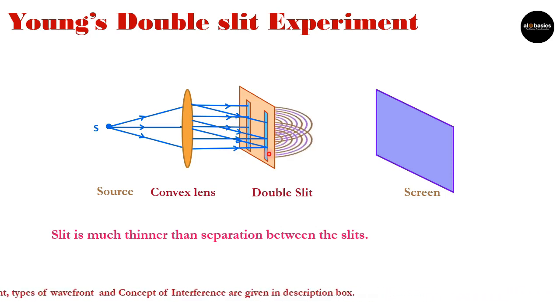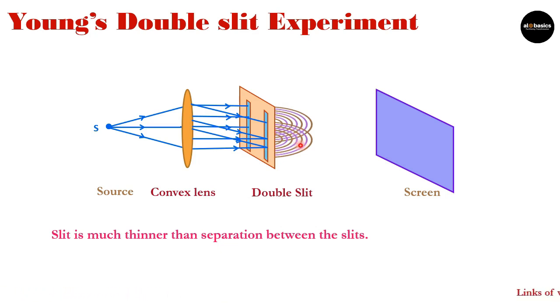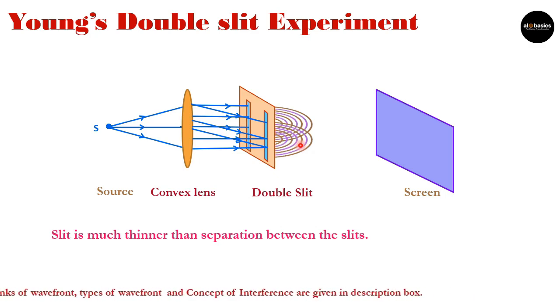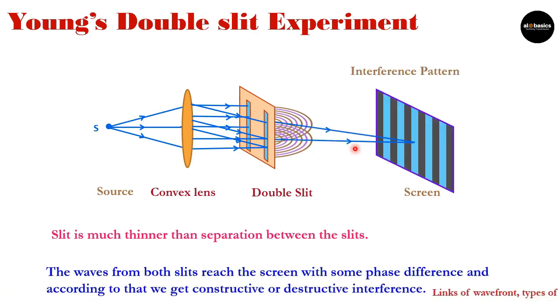And these wavefronts, we can see its cross section. So instead of cylinders, here we can see it in the form of circles. Now these cylindrical wavefronts superpose with each other and they produce an interference pattern. From these wavefronts, we get the interference pattern on the screen. We get constructive and destructive interference, and this interference is observed due to the phase difference in the waves which are coming from these two slits.